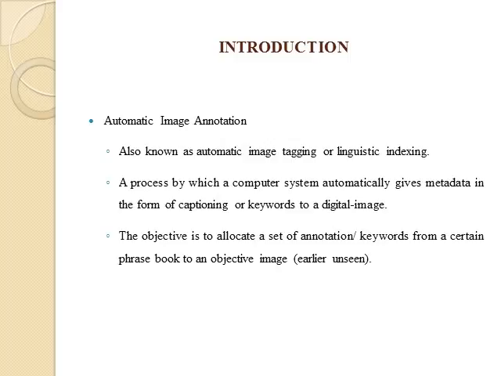Next is the introduction of automatic image annotation. Automatic image annotation, also known as automatic image tagging or linguistic indexing, is a process by which a computer system automatically gives metadata in the form of captioning or keywords to a digital image. The objective is to allocate a set of annotation keywords from a certain phrase book to an objective image.